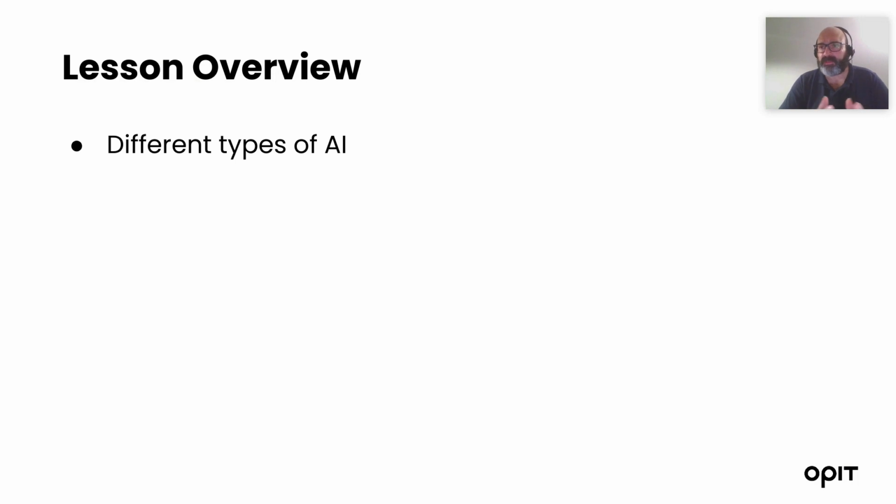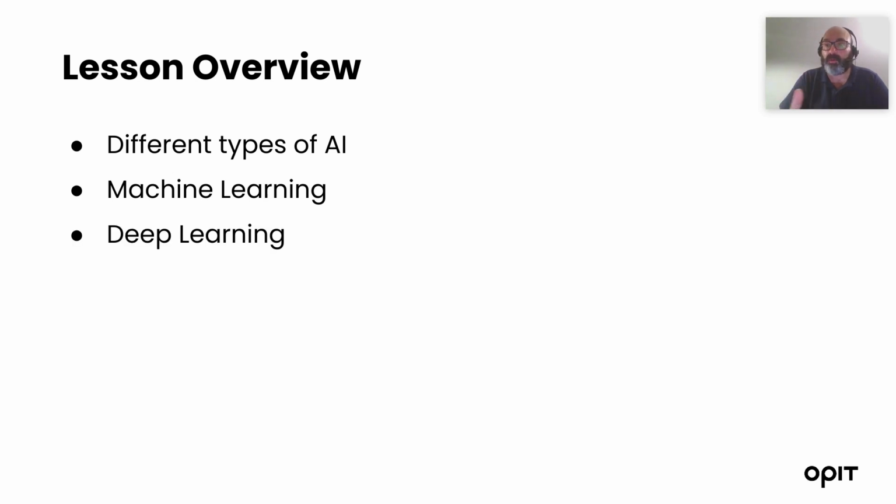We will review the different types of artificial intelligence. We will define machine learning systems, what they are and their advantage and limitation. And we will go into the detail of a subset of machine learning systems known as deep learning systems.